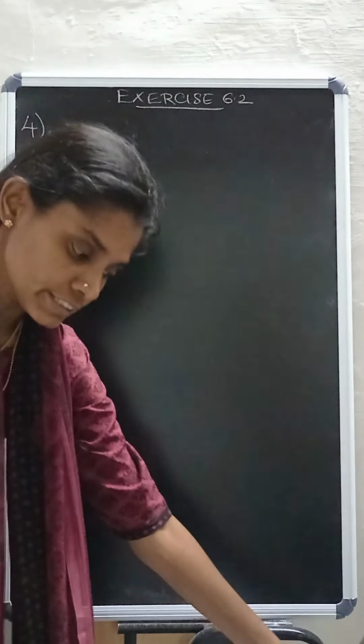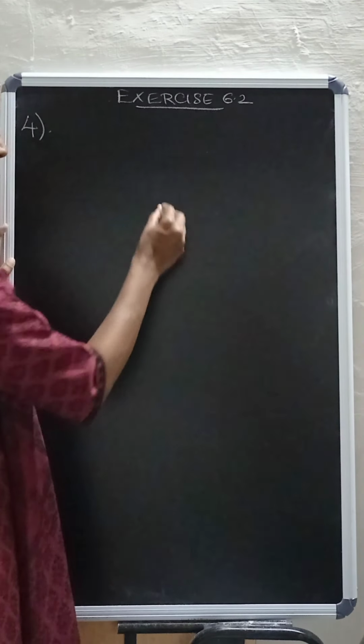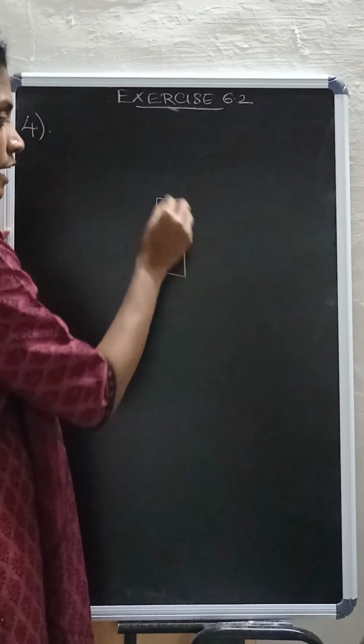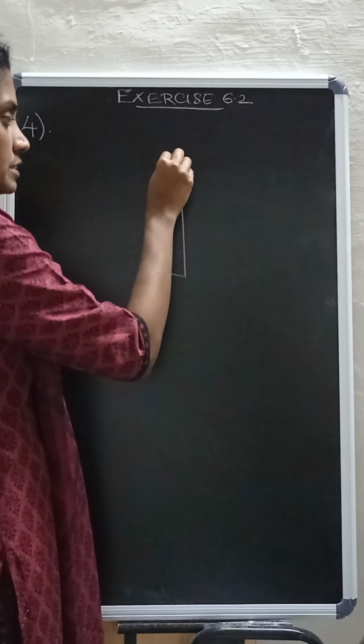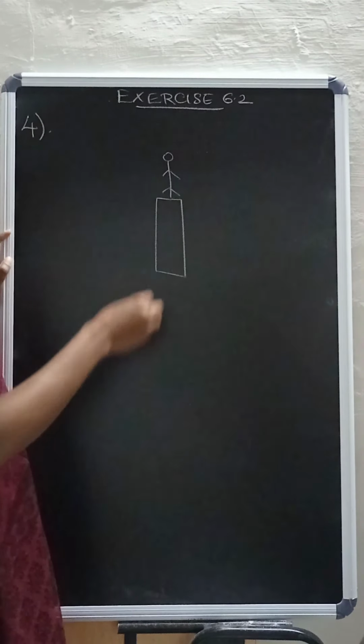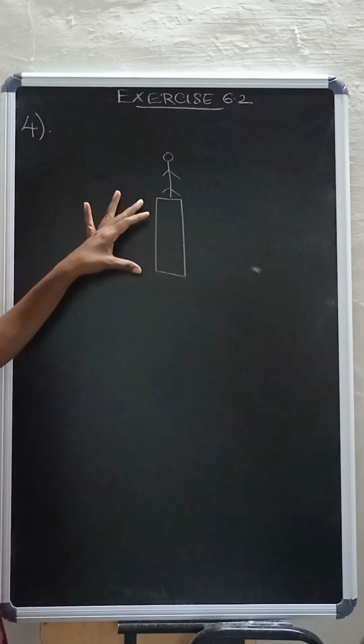A statue 1.6 meter tall stands on top of a pedestal. Now what is pedestal? The base on which the statue stands. Now you all have heard of pedestal fans. So some support is there and on the top the fan will be there. So naturally the pedestal is, let this be the pedestal, and over this the statue is kept. Okay. So now we need to find the height of this pedestal.